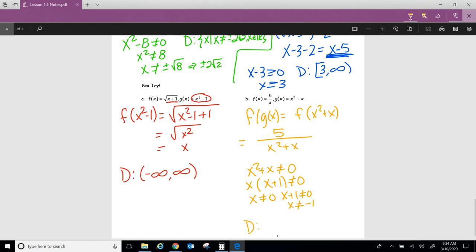So my domain for this one is going to be from negative infinity to -1, union -1 to 0, union 0 to infinity. And that's it for lesson 1.6.